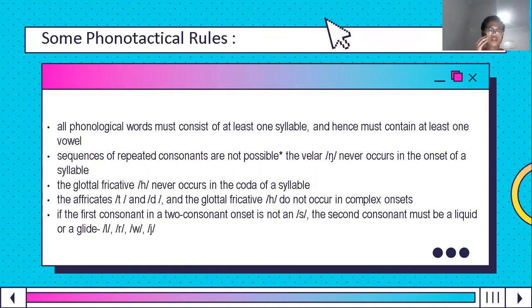Next, the glottal fricative H never occurs in the coda of a syllable. Next, the affricates T and D, and the glottal fricative H do not occur in a complex onset. The last is, if the first consonant in a two-consonant onset is not an S, the second consonant must be a liquid or a glide: L, R, W, or G.